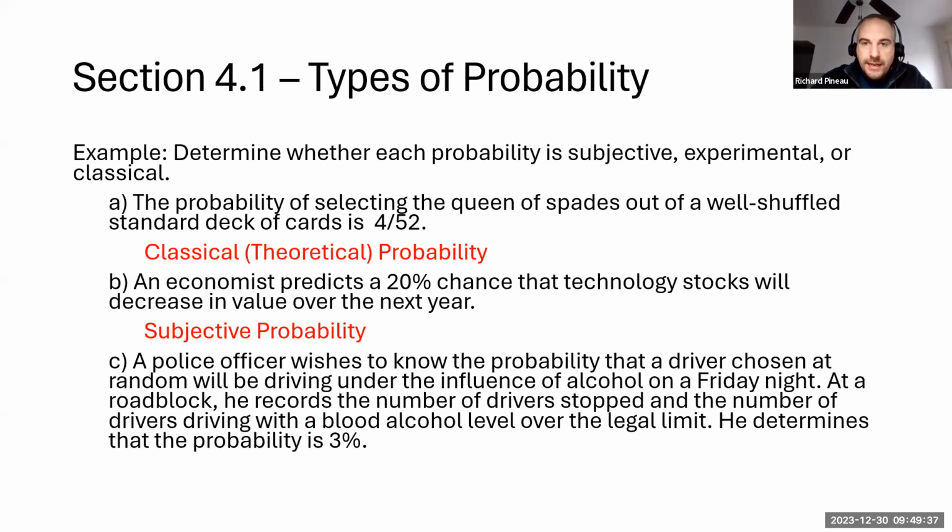We have a police officer who's looking at probabilities that a driver chosen at random will be driving under the influence of alcohol on a Friday night. So at a roadblock, he records the number of drivers stopped and the number of drivers with a blood alcohol level that's over the legal limit, and he determines that the probability is 3%, or 3 out of every 100 drivers. So this, because he is sort of repeating this over and over again for each individual that he stops, this would be an experimental or empirical probability, okay, because it's number of trials. It's a repeated sort of process each time a driver comes by.